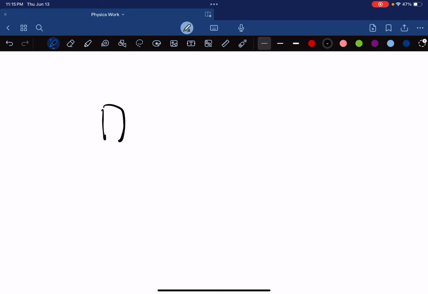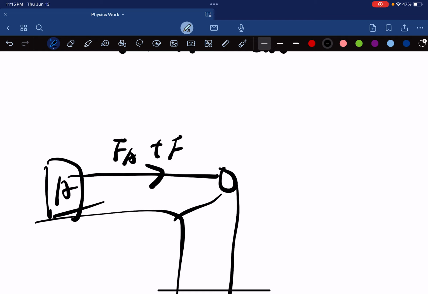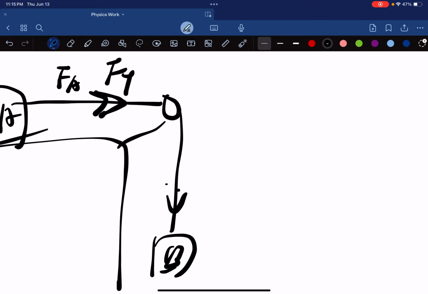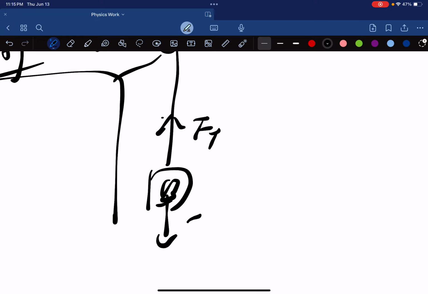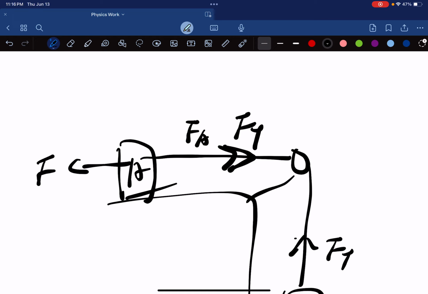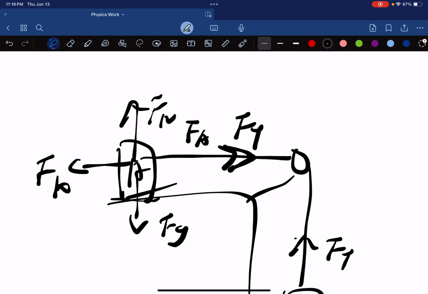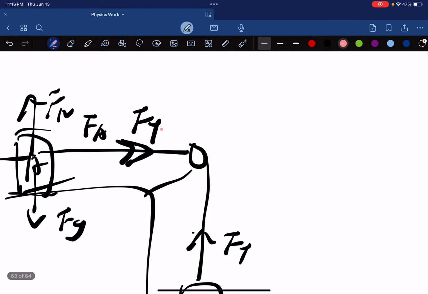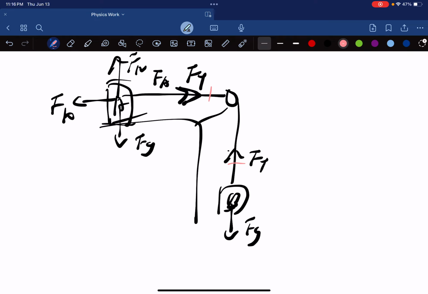So let's just get a diagram here. That's A. That's B. And then we have this part, which is FA plus FA. And then we also have another force, FT, and another force that's pushing this up. And we have FK and FG like the usual. And those parts are equal. The FTs for both of them are also equal as well.